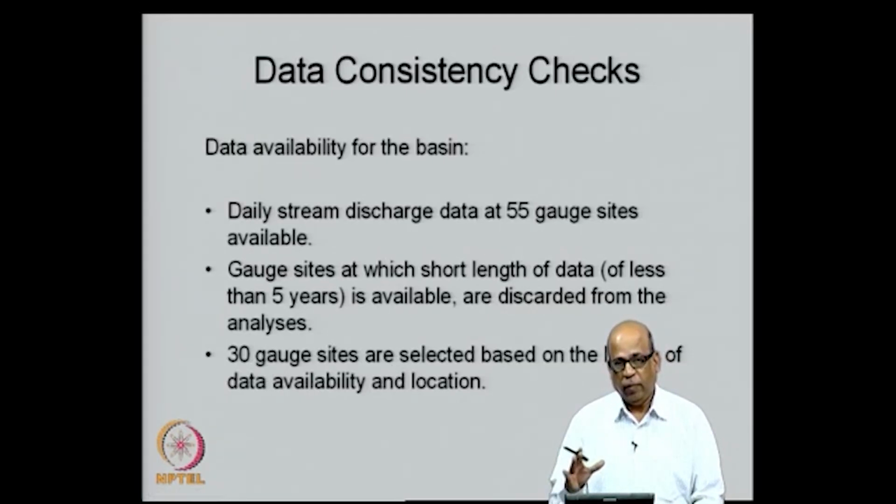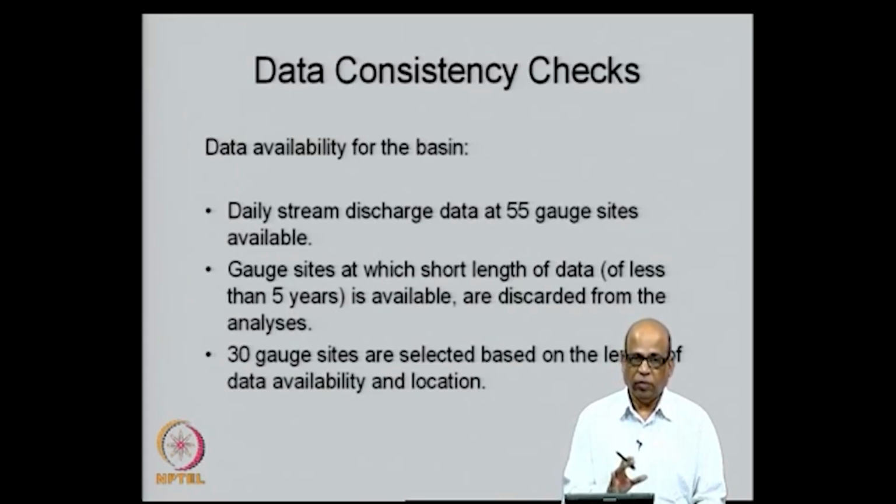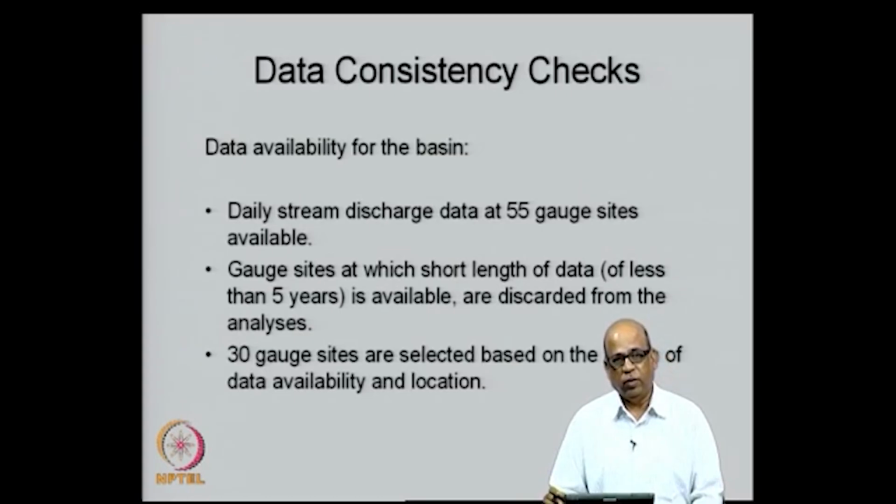So, whenever you have large catchments, large water resource systems where a number of gauges exist, first look at the length of the data that is available at each of the gauge sites. And relatively unimportant gauges which have very short length of data must be discarded from the analysis. Otherwise, they will introduce a very significant bias in the analysis because of the short duration of the data, and therefore, these must be taken out.